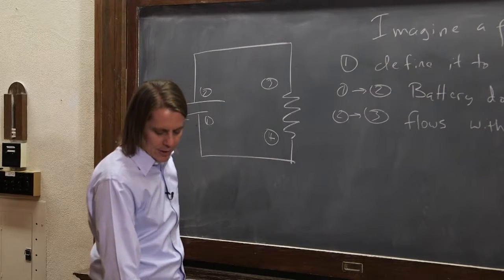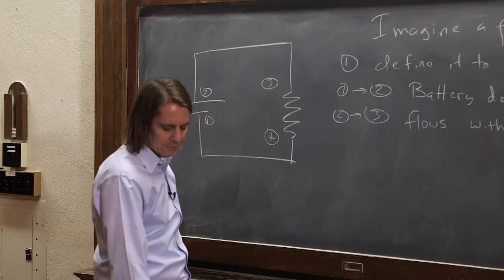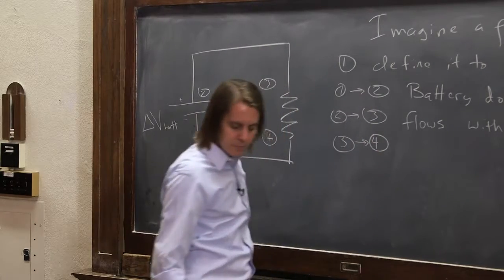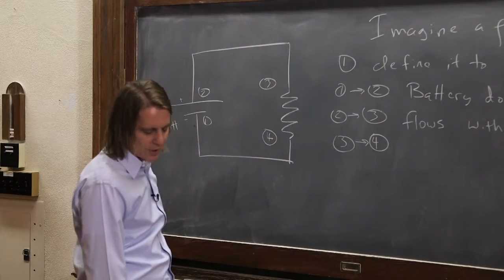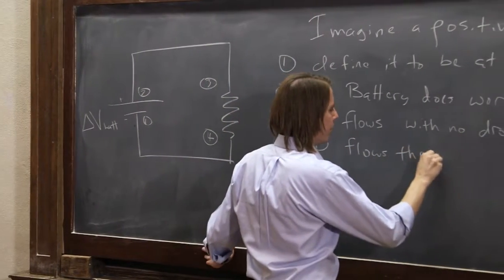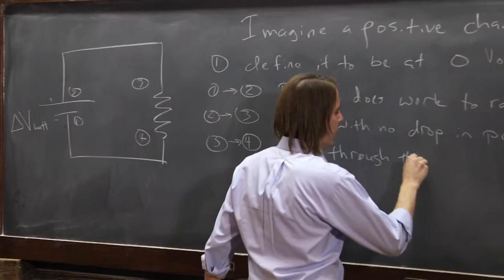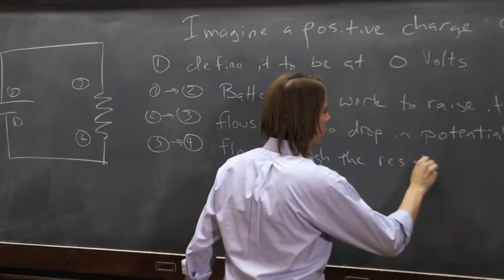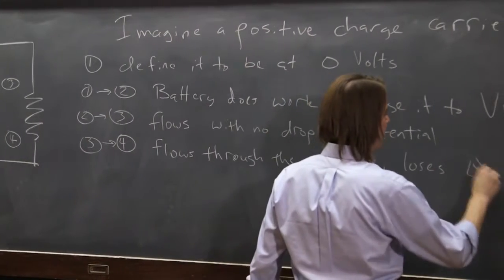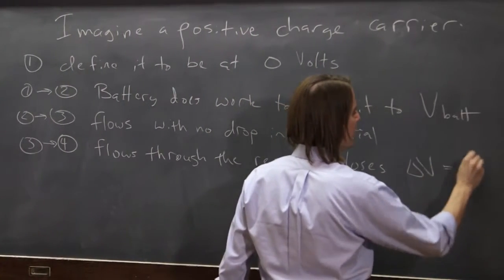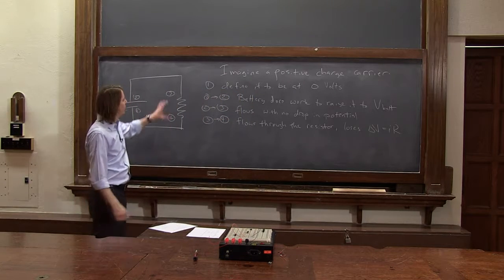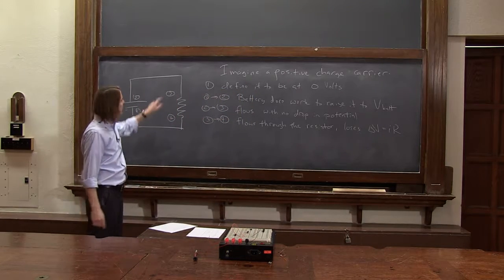And then it goes from 3 to 4. And here we would say the carrier flows through the resistor and it loses a potential, delta V equals what? Equals the current times the resistance. Delta V equals IR, like we calculated before. So you can apply that to this individual thing. So it does lose energy there.